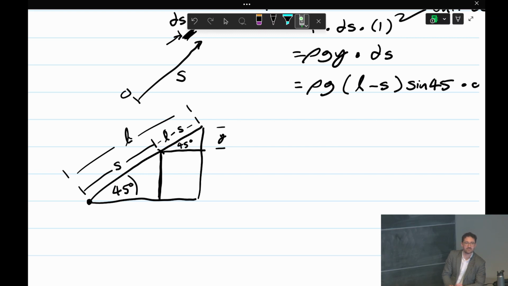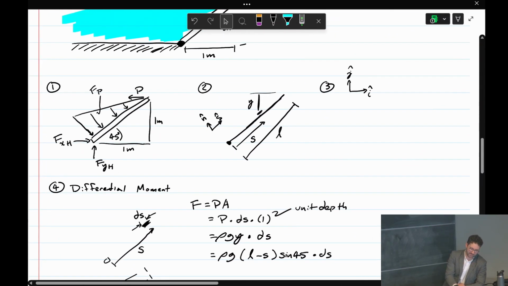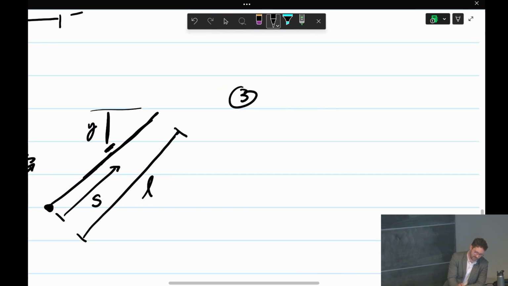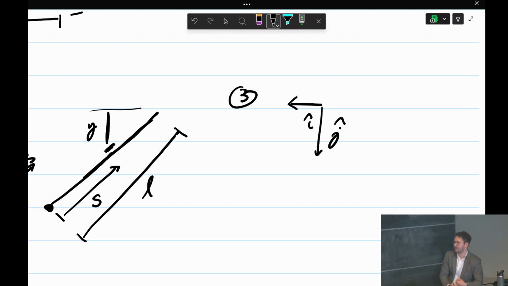Yes, please. Yeah, y is positive downward. That's the coordinate system we defined. Oh yeah, you're right. So I guess in this coordinate system, technically, the way I've defined this coordinate system should be i hat this way, and then j hat would actually be down. So better to be consistent about y. It's not going to change the computation, but yes, please.